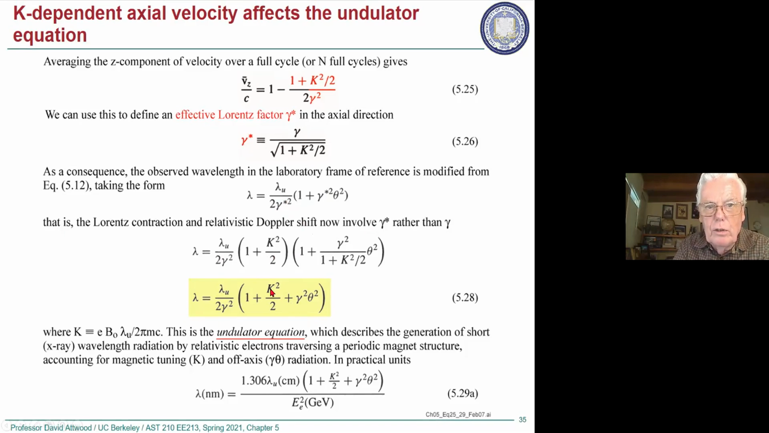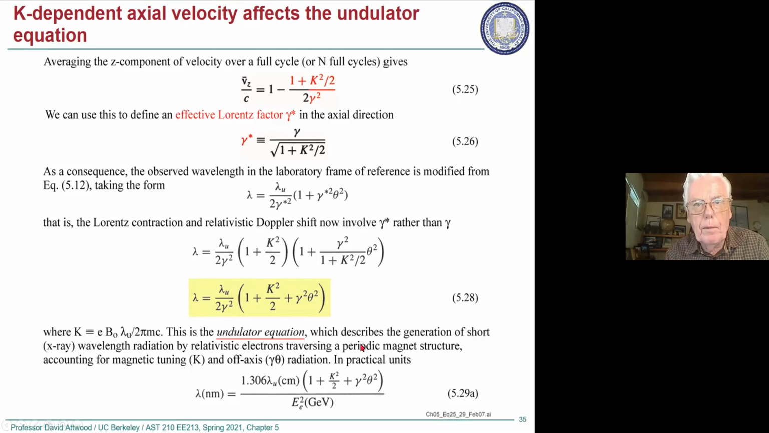Okay, so this is the tuning term. As you close down the magnetic structure and you increase the magnetic field, it takes the electrons longer to get through the magnet structure to do the n oscillations, and as a result, the wavelength is longer. And this is just a practical formula of that.